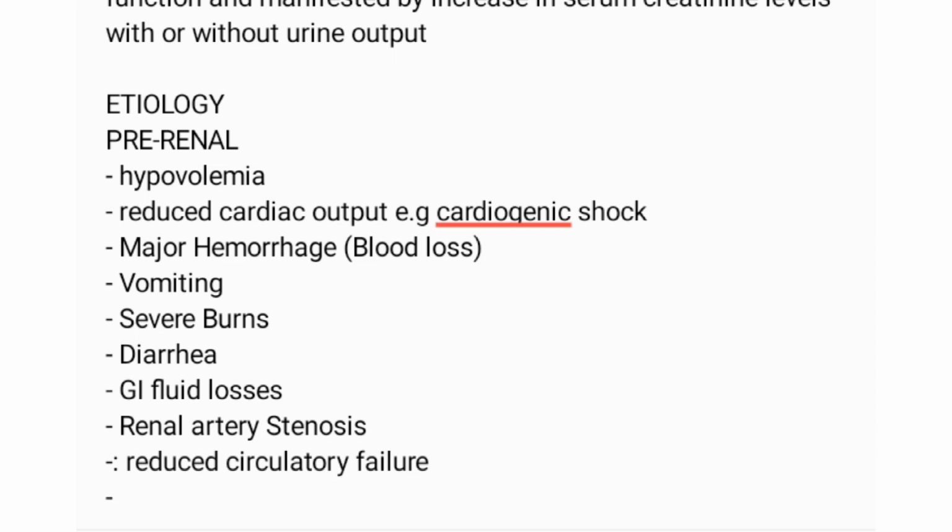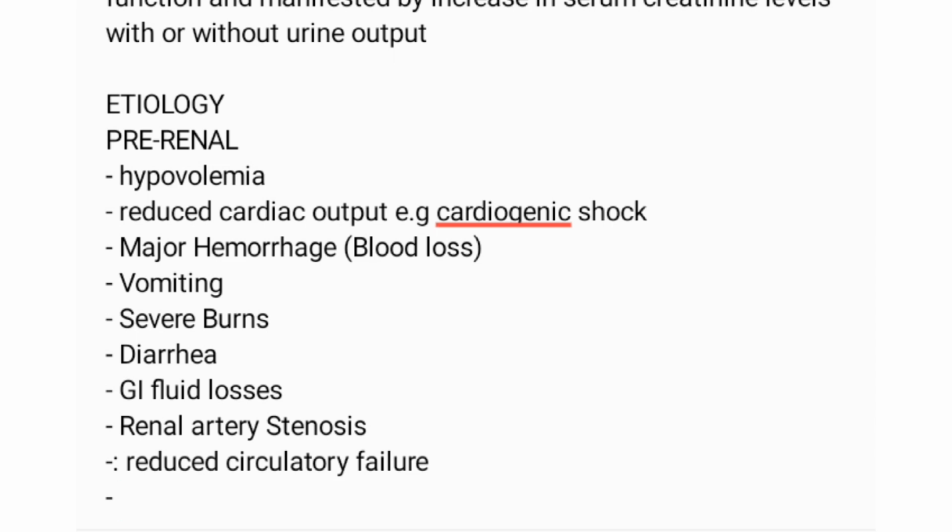These causes lead to reduced blood flow into the kidney. When you have a reduced hydrostatic pressure, you usually get reduced glomerular filtration.